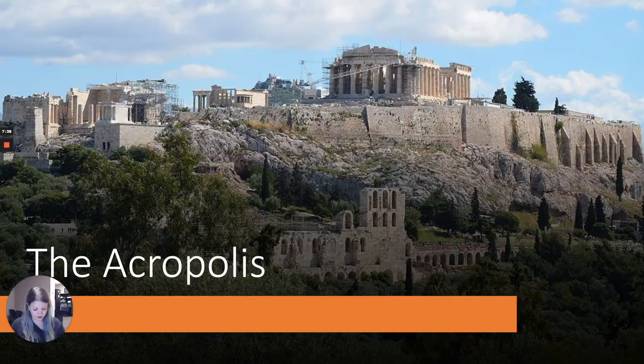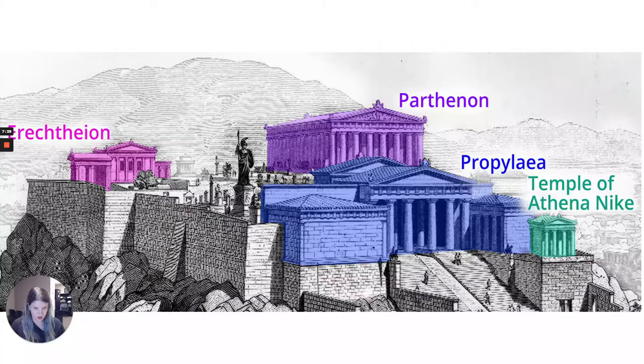Okay, so we are going to look at four main buildings from the Acropolis, and that's the Parthenon, the Erechtheion, the Propylaea, and the Temple of Athena Nike. And here, I like this graphic. This is a nice little illustration of what the Acropolis would have looked like historically when it was built. And here we can easily see, color-coded, these four buildings that we're going to talk about.